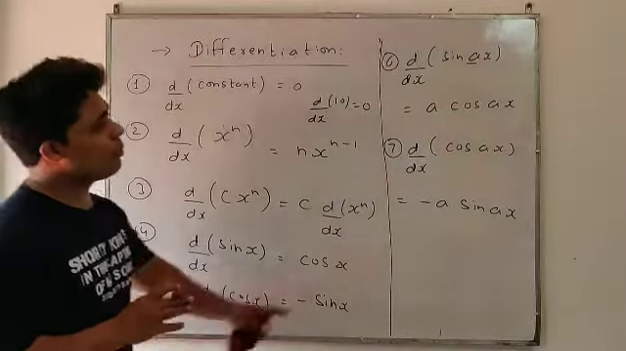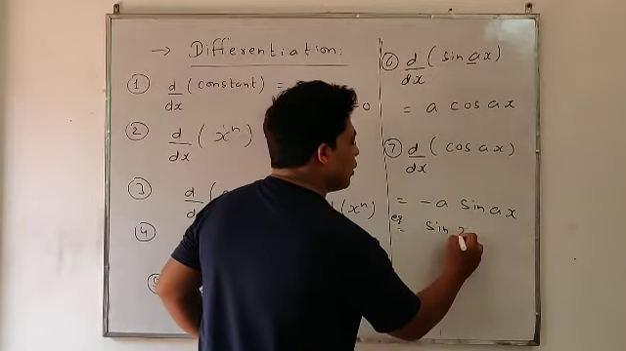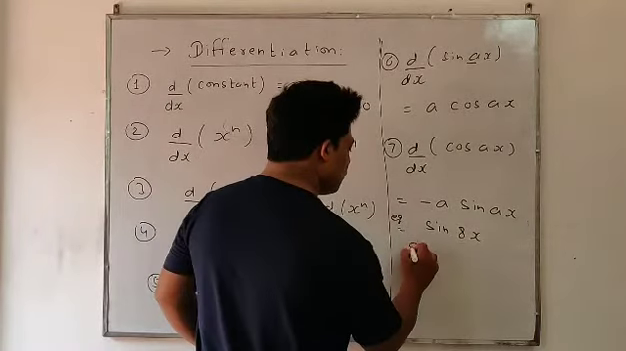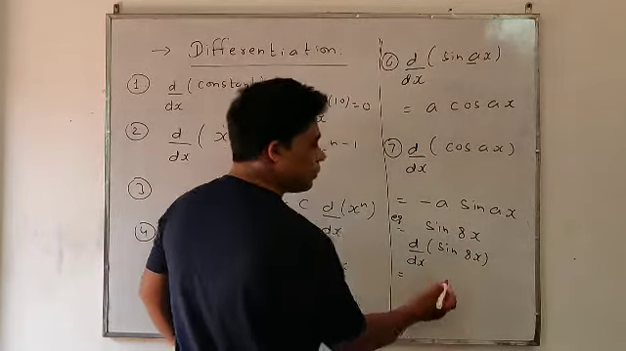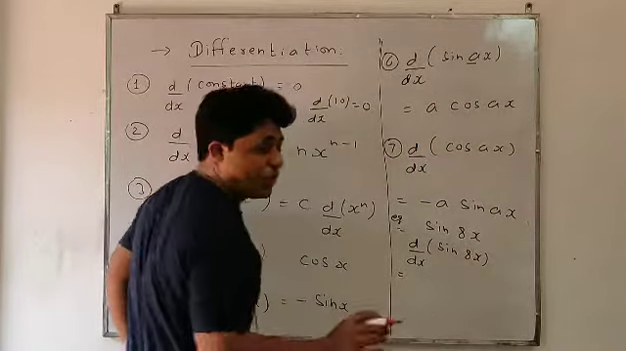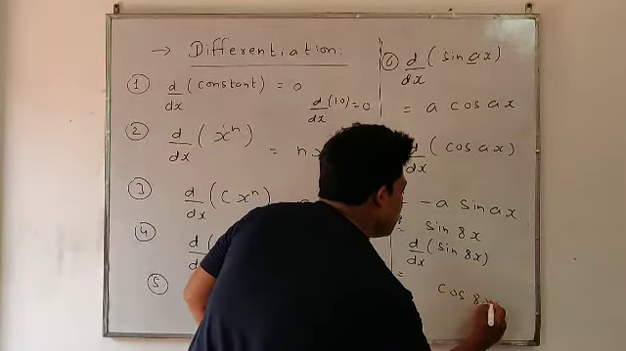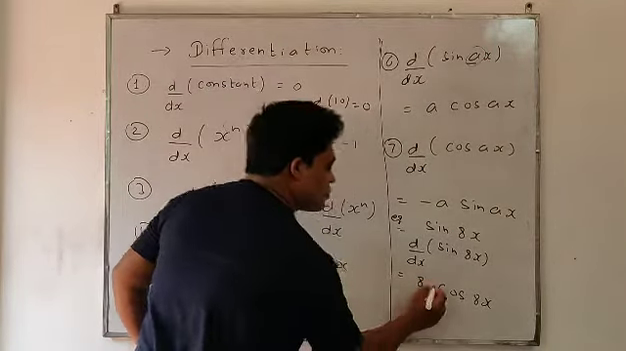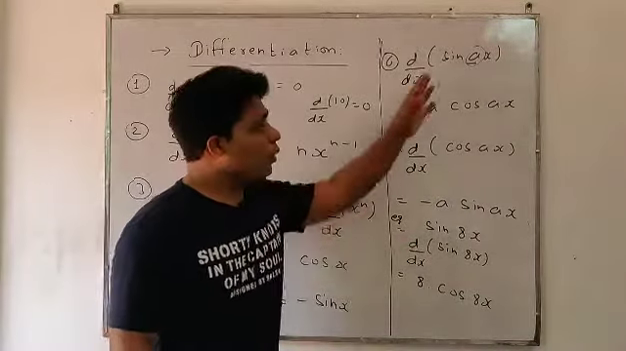So I will give you an example on these two formulas. Suppose you are asked to differentiate sin 8x. How can you differentiate? d by dx of sin 8x. Compare with sin ax. Instead of a, we have 8. Simple. Differentiation of sin x is cos x, so it becomes cos 8x, and a always comes in multiplication, so 8 comes in multiplication: 8 cos 8x. Understood, students? So this is the example on this formula.